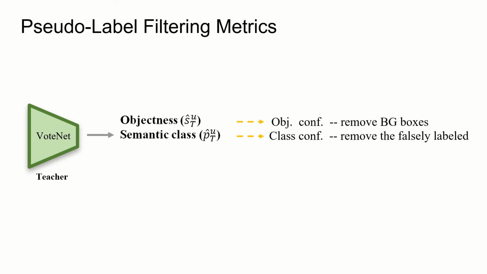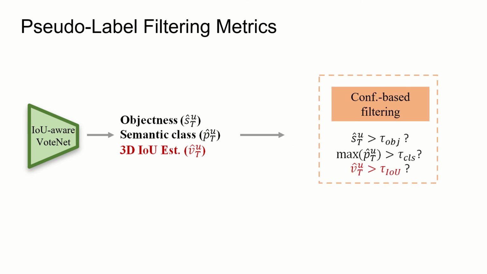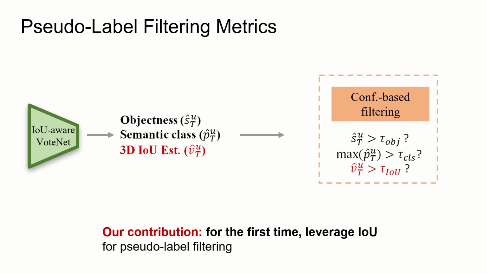Now going to our second important observation. Although this filtering is useful, the two confidence measures fail to capture localization quality and thus cannot sufficiently improve the localization accuracy of the pseudo-labels. To that end, we propose to use 3DIoU estimation as a localization confidence in order to filter out badly localized boxes. Our complete filtering module thus jointly filters according to these three metrics. To the best of our knowledge, we are the first to introduce IoU-based filtering in the context of semi-supervised learning in both 2D and 3D detection communities.